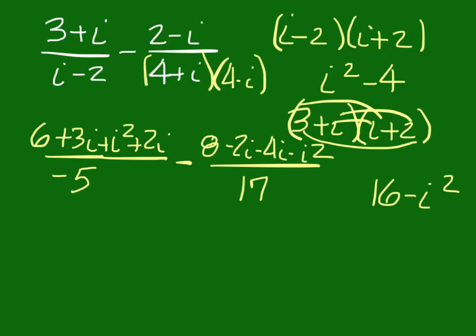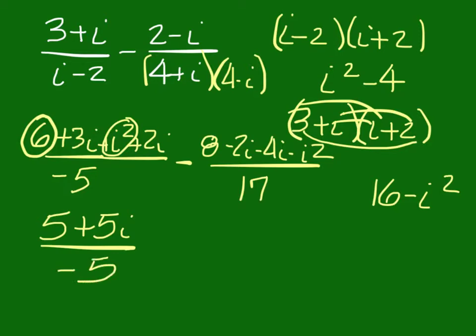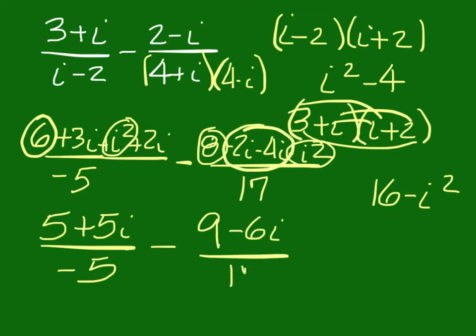You're going to have a 6 minus 1, which is a 5, and then 3i plus 2i. On the right side, 8 plus 1, since the minus i squared is plus 1, so that gives me a 9. And then from the middle here, we'll end up with minus 6i. Of course, all of that is over 17.